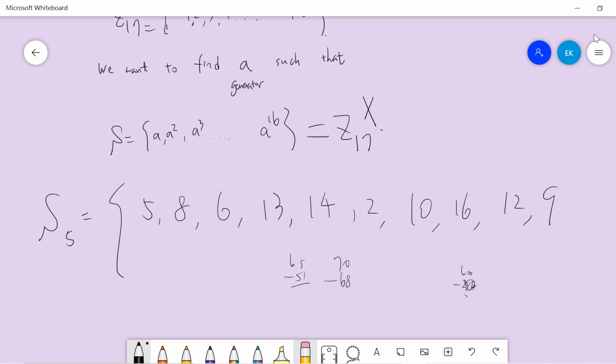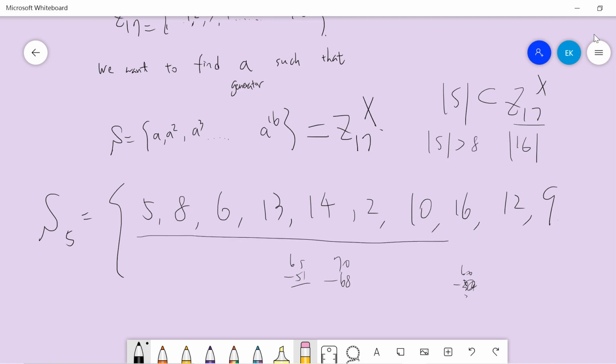So basically up to here you can already guess 5 should be the answer, because the generated set will be a subgroup of Z17 times, whose order is 16. So if the set is larger than 8, then it must be the whole group, and we already have more than 8 elements. But I guess I will still do the rest of this.